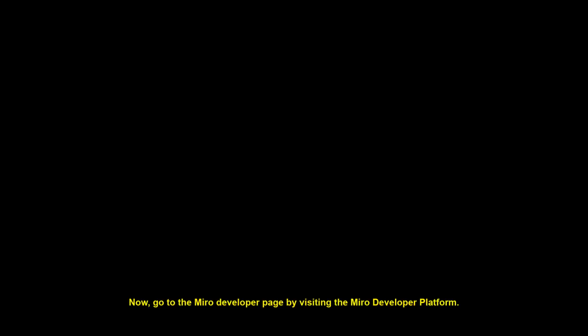Now, go to the Miro developer page by visiting the Miro developer platform. If you haven't already, register as a developer to gain access to the API features. On the developer page, click on Create an App to start setting up your integration.